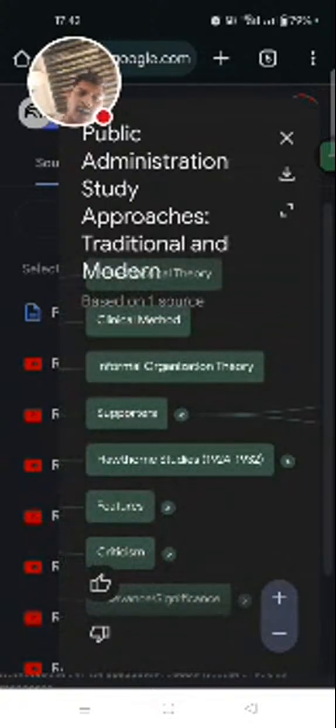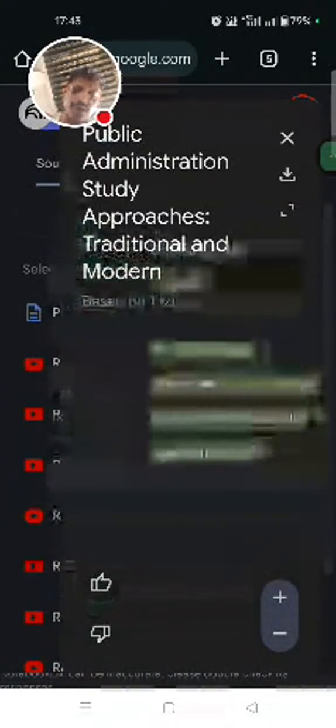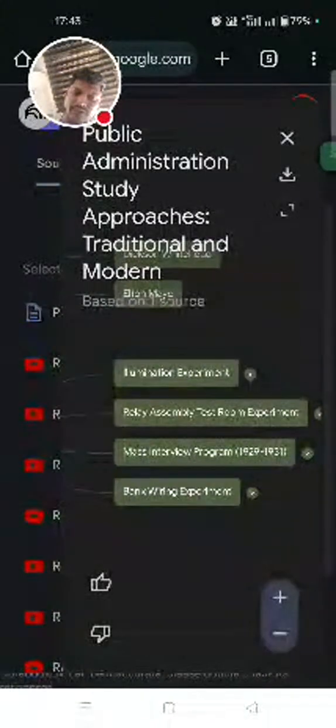The Hawthorne study from 1924 to 1932 was conducted by Elton Mayo. He performed the illumination experiment, the relay assembly test room experiment, the mass interview program from 1929 to 1931, and the bank wiring experiment.